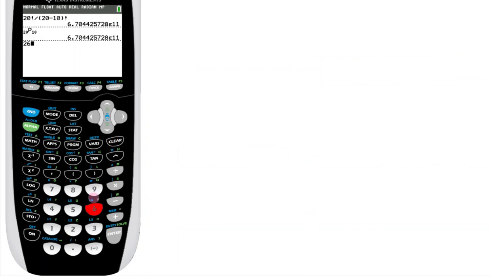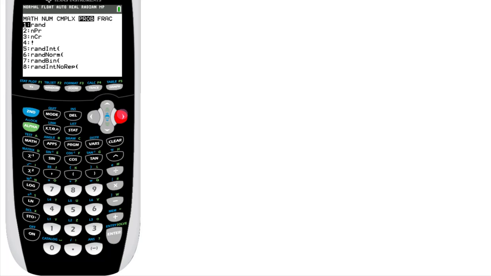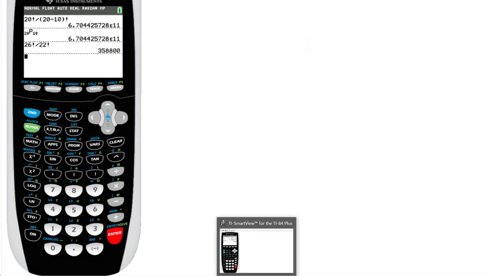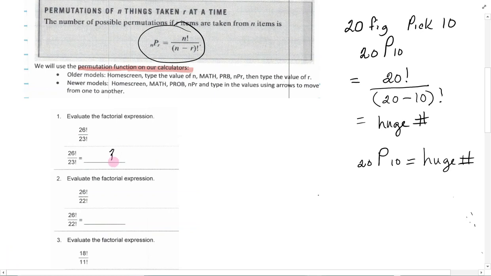So I have 26 factorial, math. It takes a few key presses to get to it. Factorial is number 4, divided by 22 factorial, so there's math, number 4. So there's 26 factorial divided by 22 factorial, and I get the answer of 358,800. Very large number.